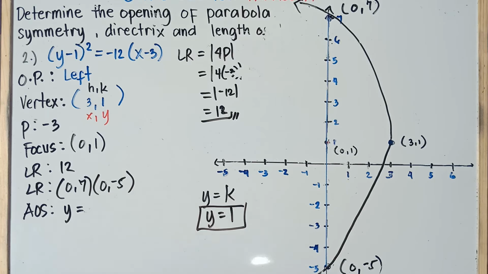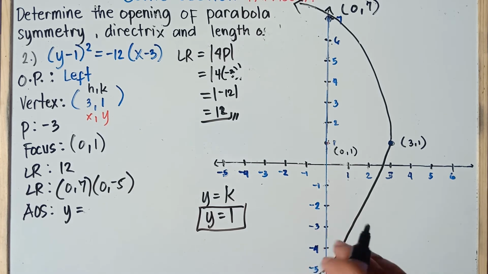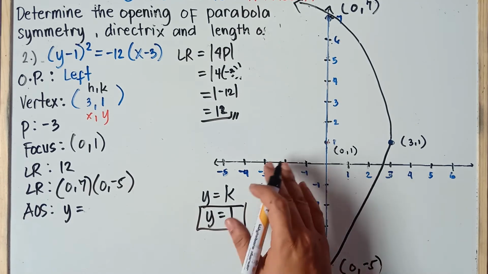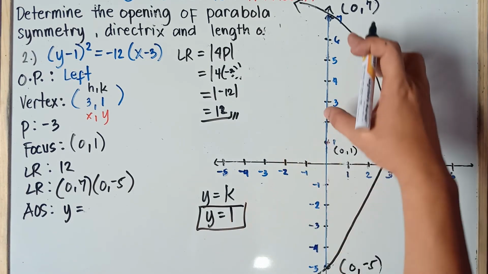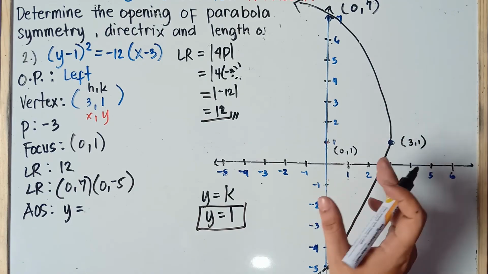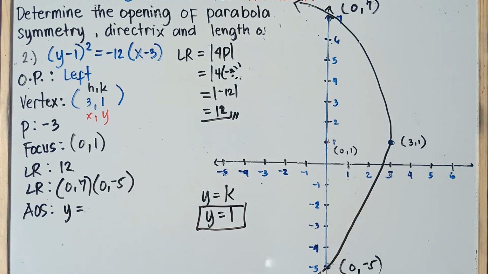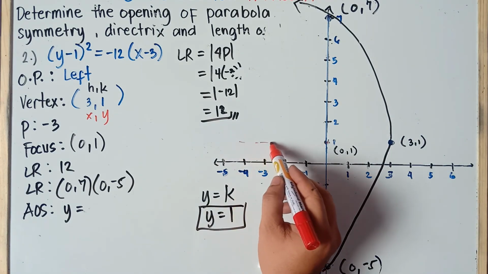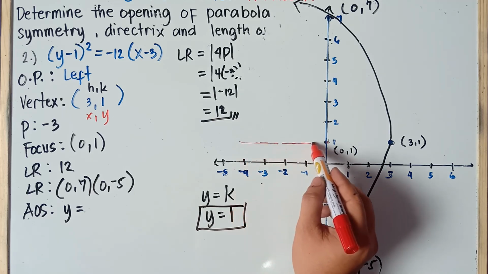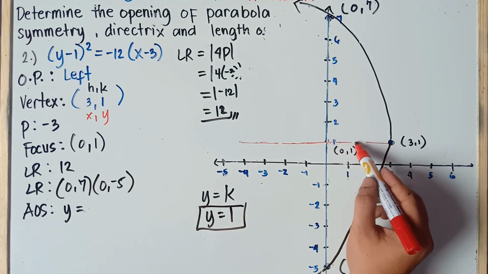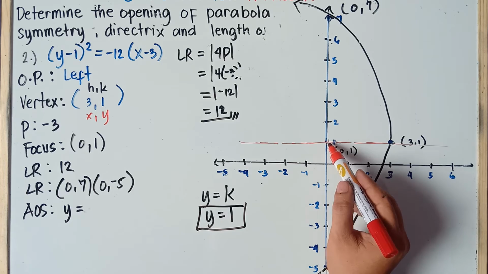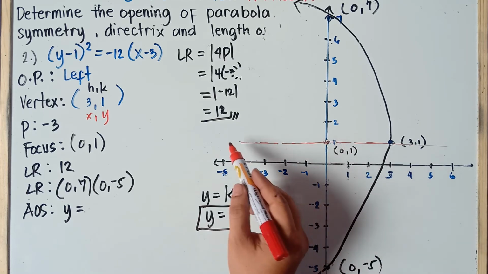Now, let me just explain this one, class. If you ask, sir, what is the axis of symmetry? The axis of symmetry, class, is actually a line that will divide this parabola into 2 equal parts. If you divide this parabola into 2 equal parts with this line, of course, you will intersect at this given y, and that would be 1. Check this one out, class.